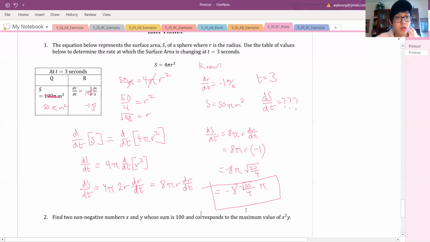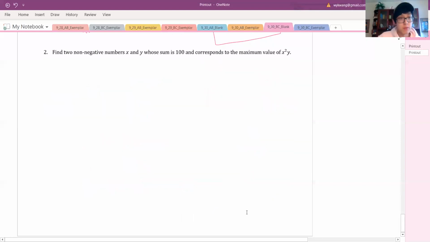Okay, so the next problem is an optimization problem. Find two non-negative numbers, x and y, whose sum is 100 and corresponds to a maximum value of x squared times y. So what do we want to do? We have our constraint equation. This is the rule we have to follow. And we're told that we need to find two non-negative numbers, x and y, whose sum is 100. Okay, so we know x plus y must equal 100. Cool, that's our constraint equation. It must follow that rule.